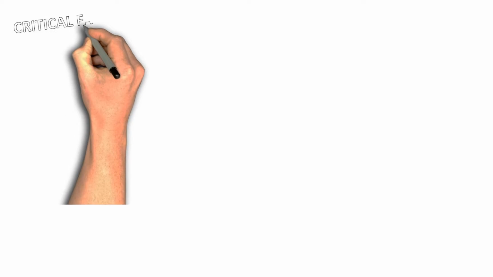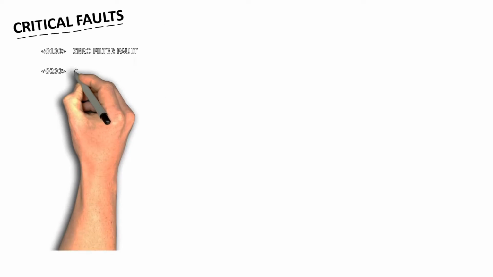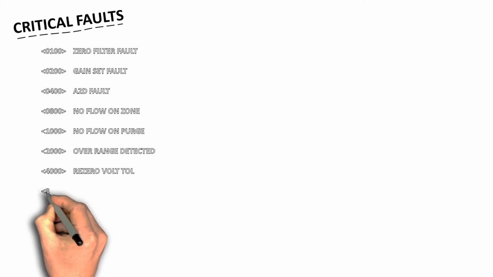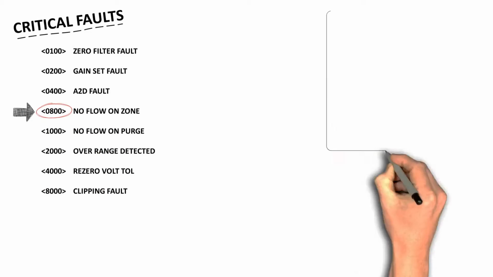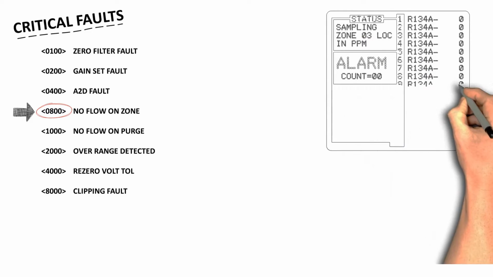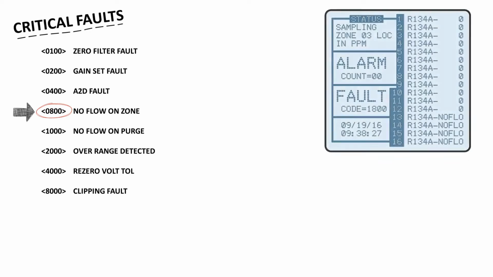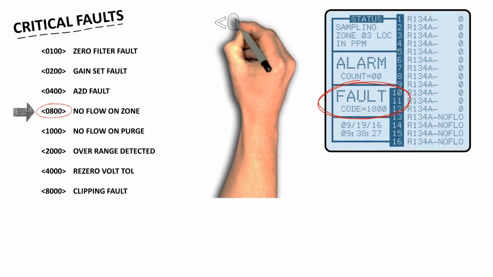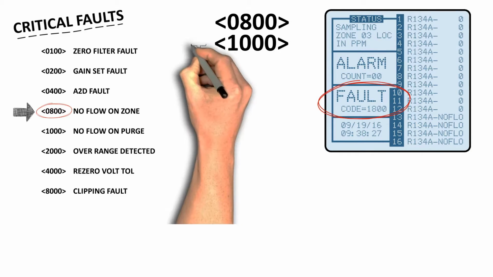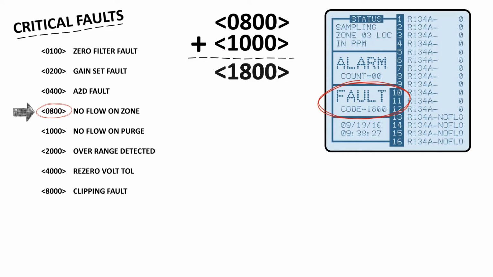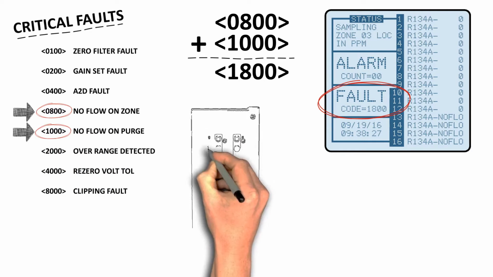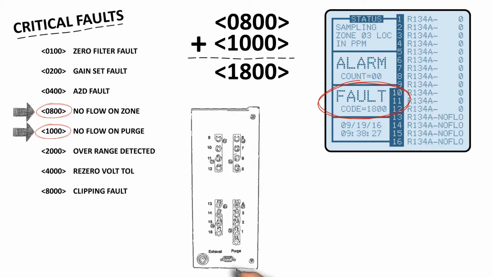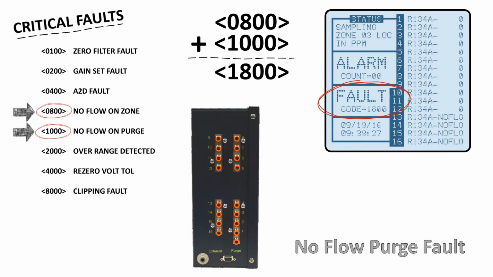The fault code is a 4-position hexadecimal number that reflects the sum of all current fault codes. So a fault code of 0800 indicates one or more no-flow zone faults. A fault code greater than that indicates the presence of a no-flow zone fault and other active faults. For example, a fault code of 1800 indicates an 0800 fault and a 1000 fault. The 1000 fault is a no-flow on purge fault, indicating a blockage detected in the purge line. That's the line used to draw clean, fresh air into the system.